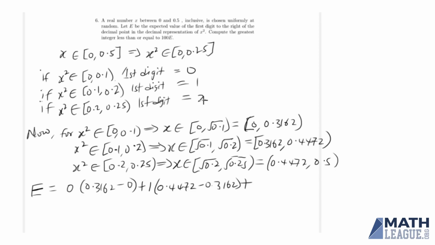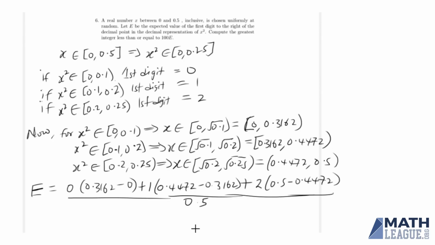Plus, the first digit after the decimal point for x squared in the last sub-interval is 2, so I multiply 2 by this length: 0.5 minus 0.4472. Of course, I divide everything by the total length to normalize the expected value, because the interval is continuous from 0 to 0.5 inclusive. So the total length is 0.5.